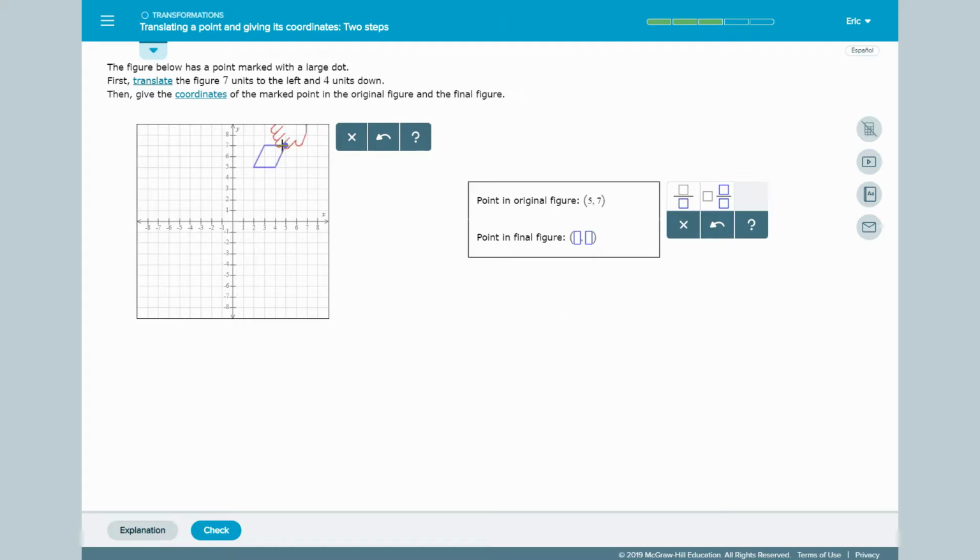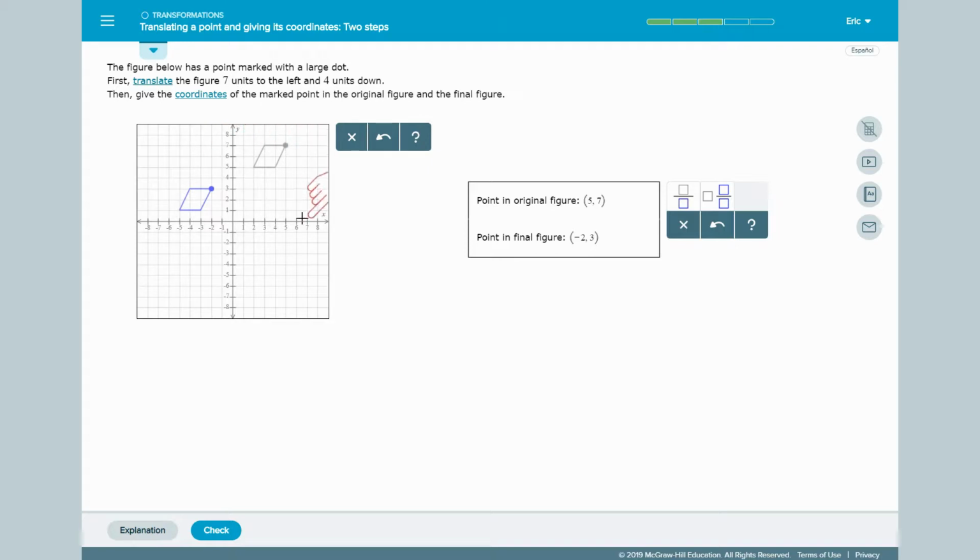I am going 7 units to the left. 1, 2, 3, 4, 5, 6, 7, and 4 units down. 1, 2, 3, 4. And my point on the figure is now -2, 3. And that's it. One way that I actually do these, because I just am a math guy, is I don't even count the spaces really. I just do the math.